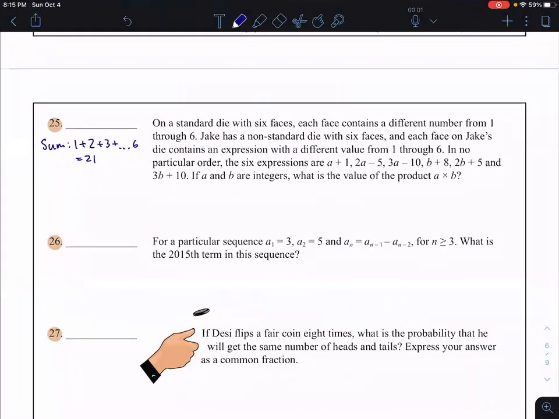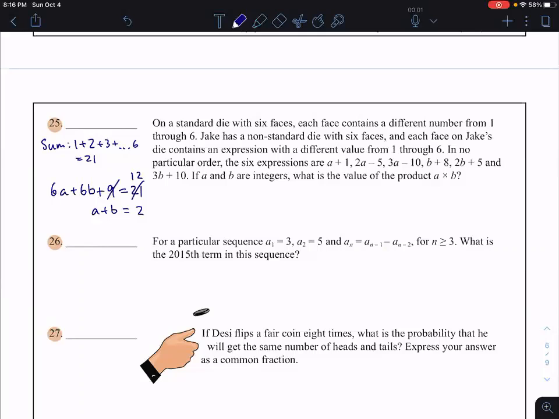Right. So if you add up all of these expressions, you'll get 6a plus 6b plus 9 is equal to 21. And we can simplify that even more. So we're going to move the 9 to here, and you'll get 12. And that means 6a plus 6b is equal to 12. If you divide both sides by 6, then a plus b is equal to 2.